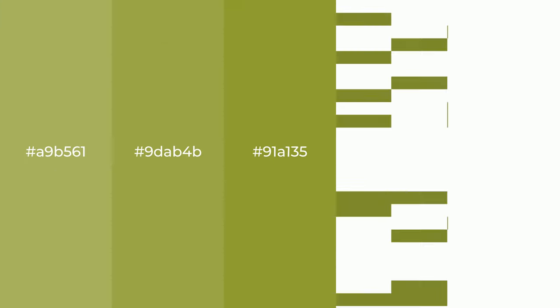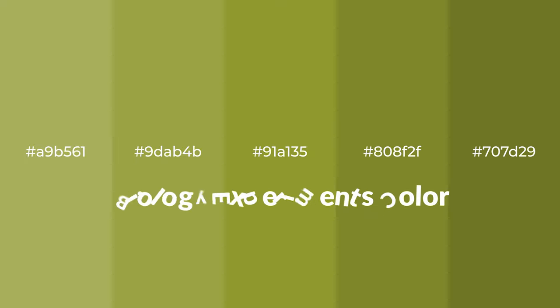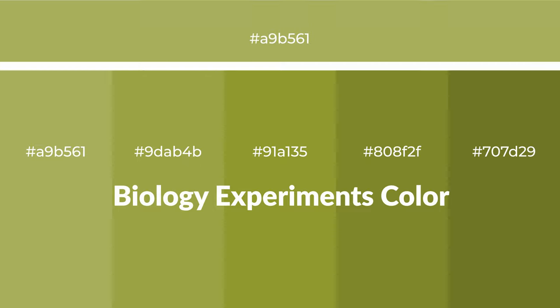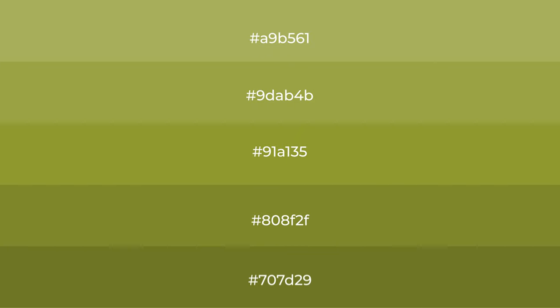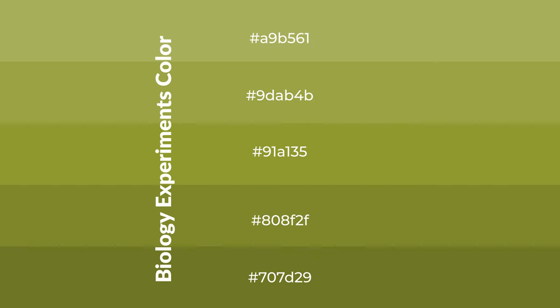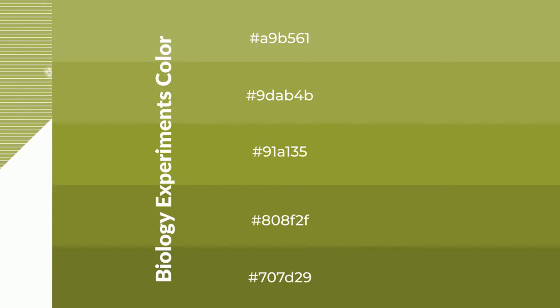Warm shades of biology experiments color with green hue for your next project. To generate tints of a color, we add white to the color. And tints create light and exquisite emotions. To generate shades of a color, we add black to the color, and it is used in patterns, 3D effects. Layers and shades create depth and drama.